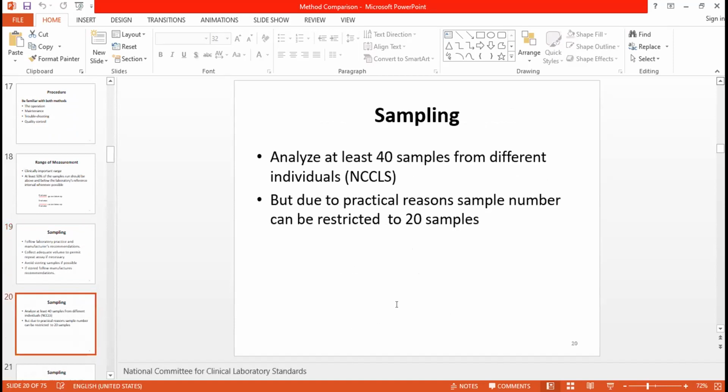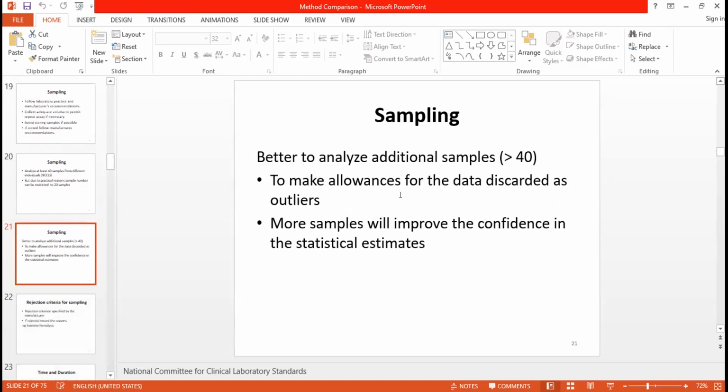manufacturer's recommendations. The NCCLS guidelines recommend including at least 40 samples in a study, but in most practical situations, the number of samples is restricted to 20. It's better to have some additional samples because you can make some allowances for the data that is going to be discarded as outliers. And also, the higher the number of samples, the stronger your statistical conclusion is.